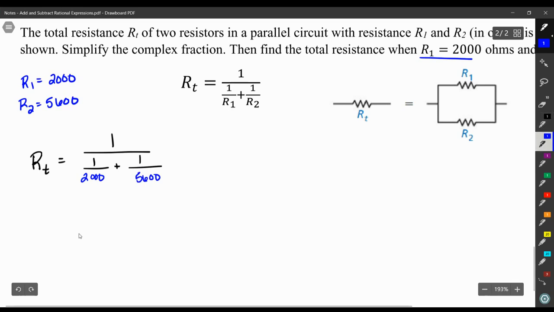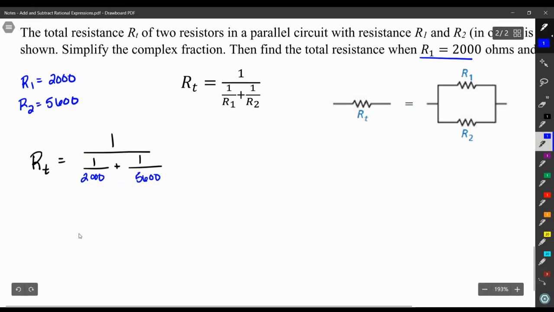So we can't do the division yet. We can't do the keep, change, flip yet because we have two fractions added together in the denominator. I can only use keep, change, flip when it's a single fraction over a single fraction. So first we need to add these two fractions together. But now there aren't variables, so we're going to do this just like we did back in earlier grades.